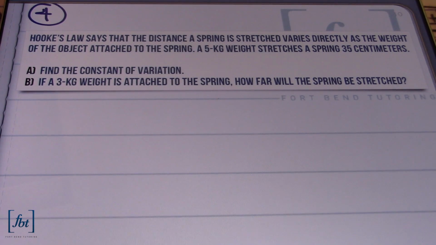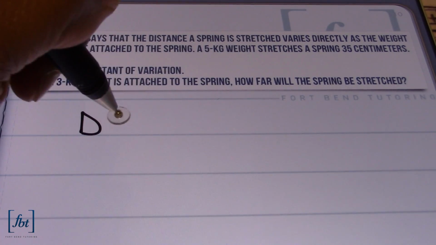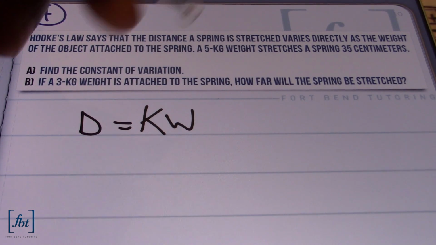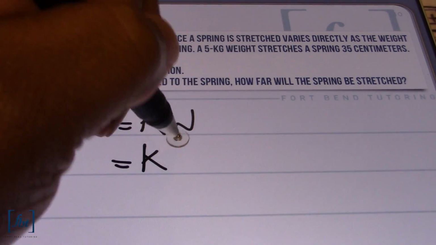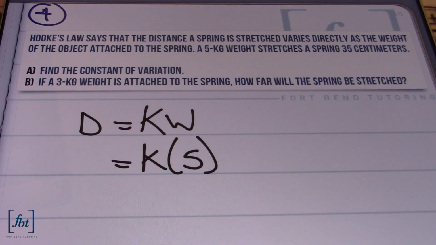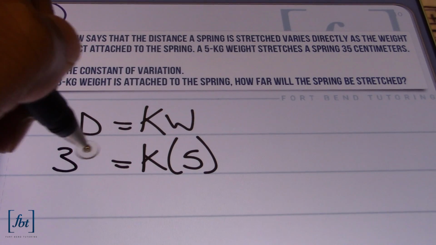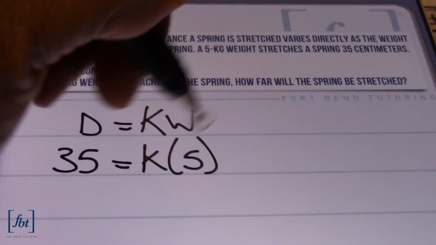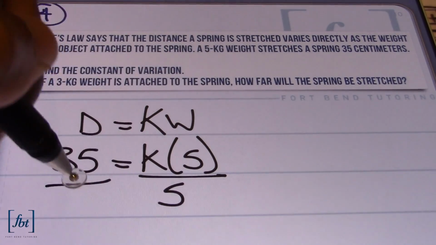So since it says a distance a spring is stretched varies directly as the weight of the object attached to the spring, I'm going to use D for distance, k for my constant of variation, and I also use W as the weight of the object attached to the spring. I'm going to go ahead and use the values that are given to me, and it says that a 5 kilogram weight stretches a spring 35 centimeters, so I have 35 here for my distance. Solving for my constant of variation, I can divide both sides by 5.